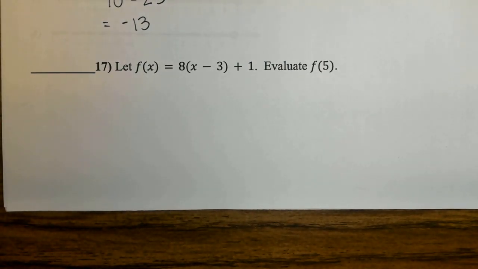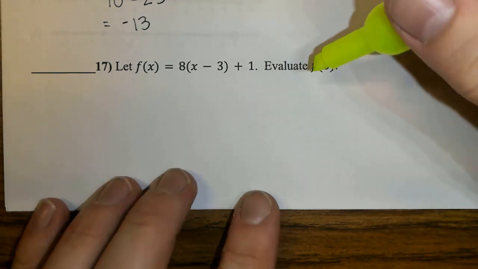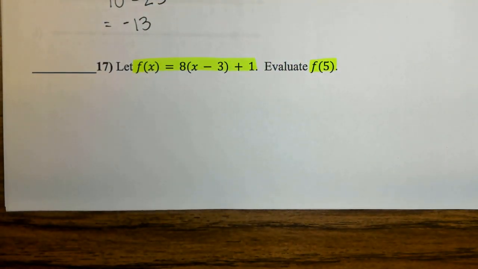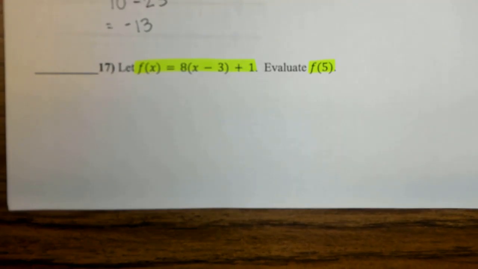All right, 17. Let f of x equal 8 times x minus 3 plus 1. Evaluate f of 5. Okay, there's the things that I need: my function and my x, so the number it wants me to use. So we did this on a question earlier, a different page. But I'm doing the same thing as 15 and 16 right here.